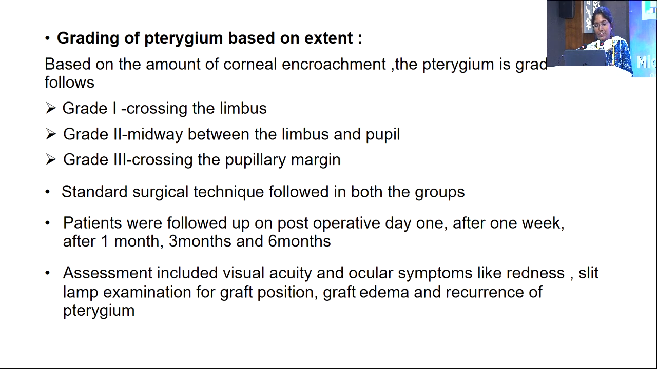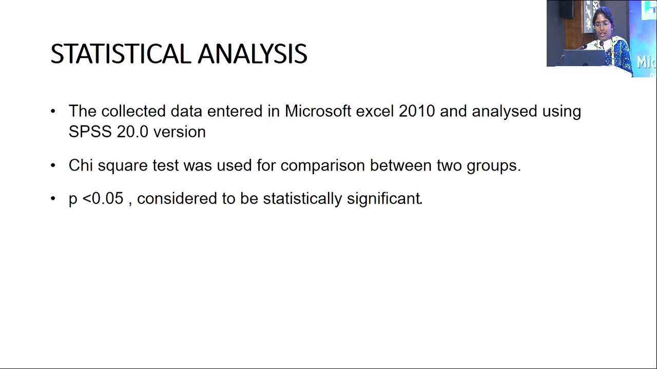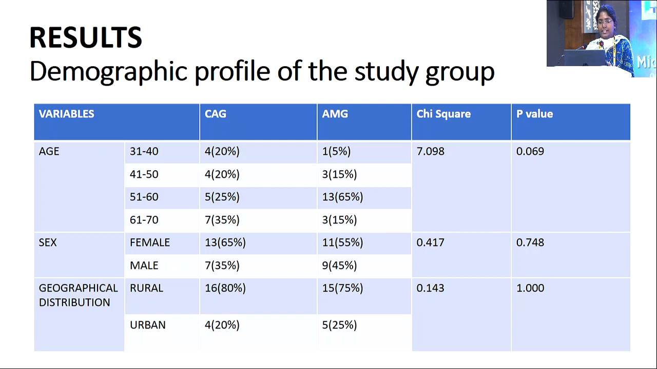Assessment included visual acuity and ocular symptoms like redness, and slit lamp examination for graft position, graft edema, and recurrence of pterygium. The collected data was entered in Microsoft Excel 2010 and analyzed using SPSS version 20. Chi-square test was used for comparison of both the groups, and p less than 0.05 was considered statistically significant. These are the demographic profile of the study.